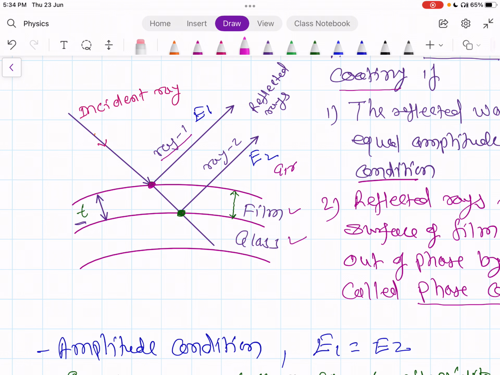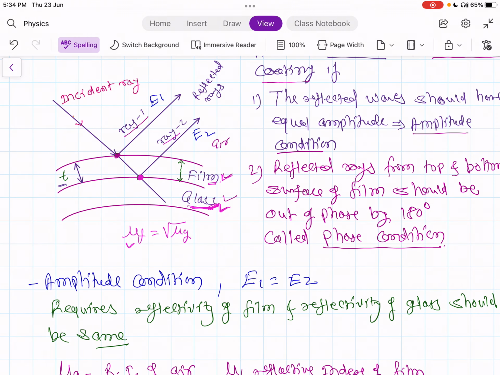Then let's see ray 2. Ray 2 is reflected from this point, that is from the glass surface. With respect to film, the glass is denser, as we have proved that mu f should be equal to square root of mu g, means refractive index of glass is more than refractive index of film. So with respect to film, the glass is denser medium. So ray 2 also is reflected from the denser medium. So both the rays in this case are reflected from denser medium.